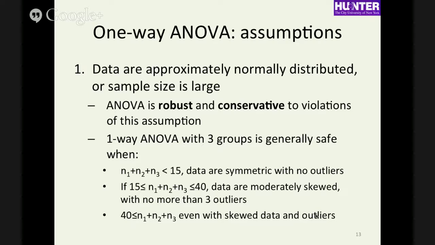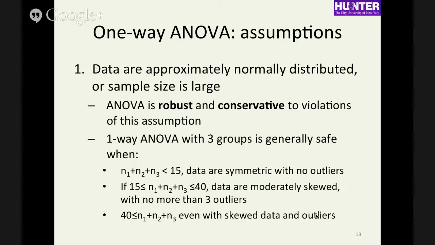So the first assumption of analysis of variance is that either the data are normally distributed or the sample size is large. And I mean normally distributed within the groups. So it's possible to have groups with a very different mean, where if you just put all of your data together, it wouldn't be normally distributed because you have this big difference in means. But what I mean is that if you were to subtract the means of each group, what you would have left over would be normally distributed.